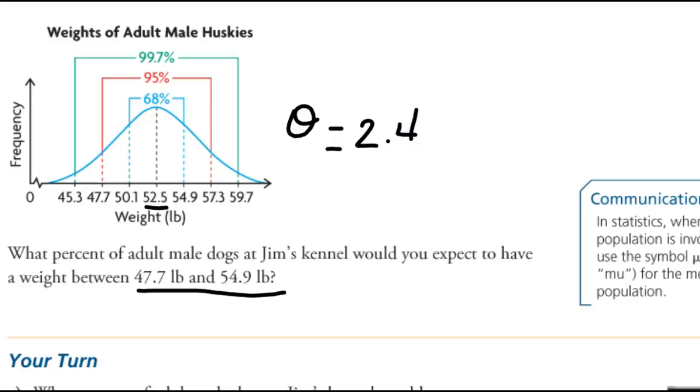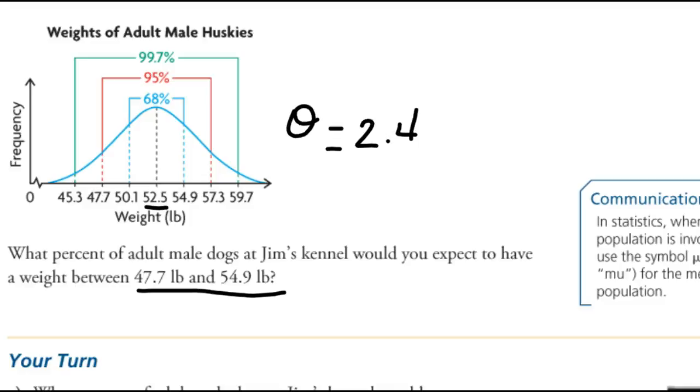So all we're doing is 52.5 plus 2.4, and you get 54.9. Then you add 2.4 again, and you get 57.3. Add 2.4 again, and you get 59.7. Then on this way, you're subtracting. So you're going 52.5, subtract 2.4, and you get 50.1. And then you subtract 2.4, get 47.7, subtract and get 45.3. Okay, does everybody see where those numbers came from?